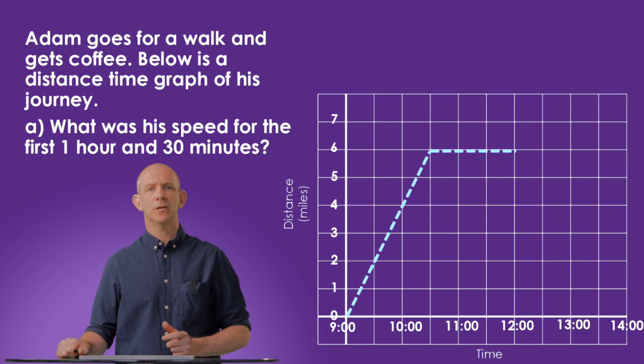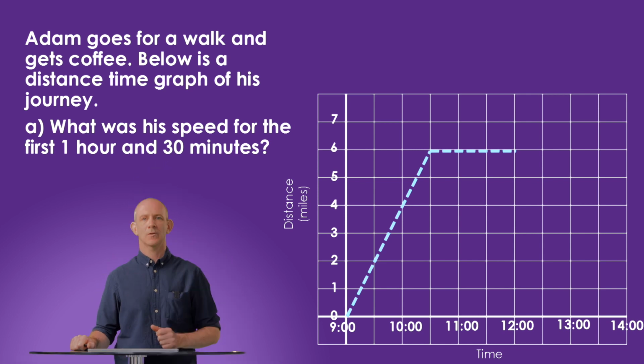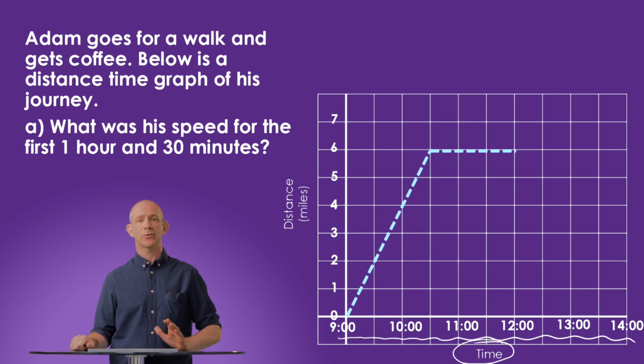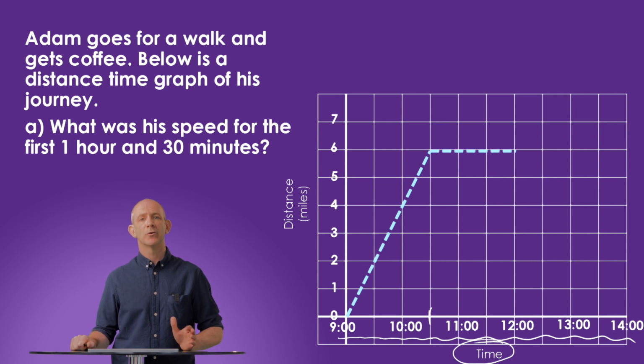In the next question, Adam goes for a walk and gets coffee. When dealing with distance time graphs, always pay special attention to the labels and the scale of the axes and what they represent. We're asked to calculate his speed for the first 1 hour and 30 minutes. Remember, we calculate the speed by distance divided by time. And if you look at the graph, we can see in the first hour and a half, he did 6 miles. So we can calculate this as 6 miles divided by 1.5 hours will give us 4 miles per hour.